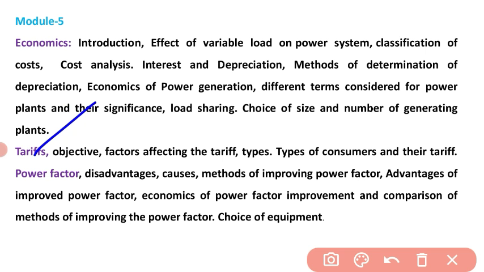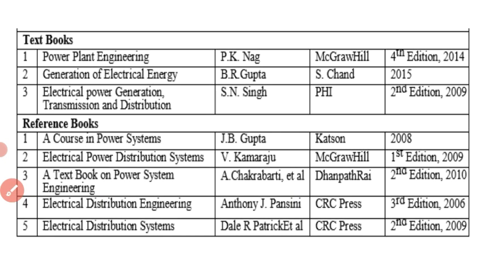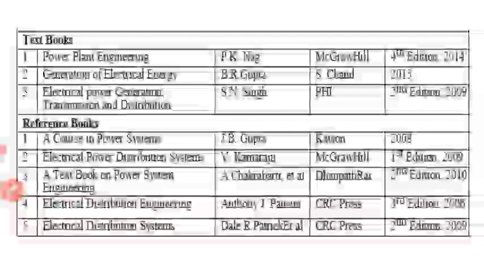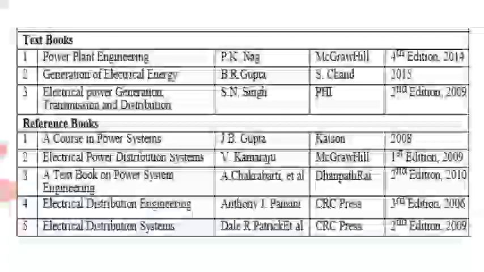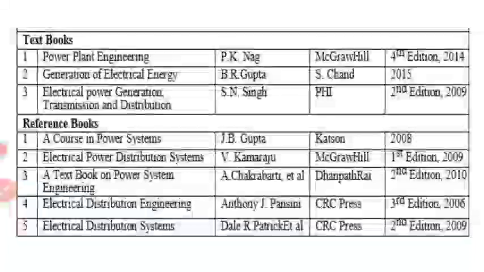Next is related to the power factor. What are the disadvantages, and which are the methods of improving the power factor. Advantages of improved power factor, economics of power factor improvement, comparison of methods of improving the power factor, and choice of equipment. This is the complete syllabus, and now the textbook is Power Plant Engineering. Here we will tell you which book you have to refer.